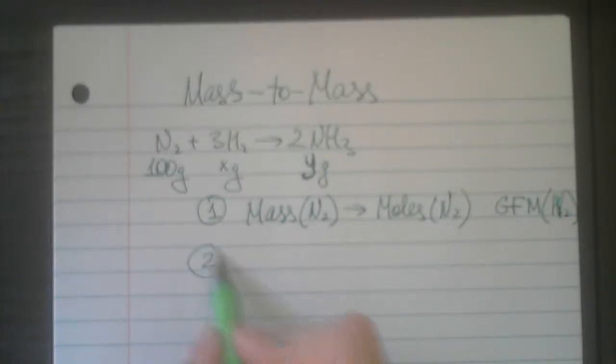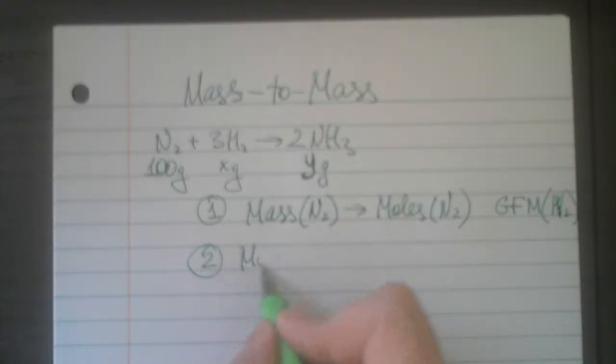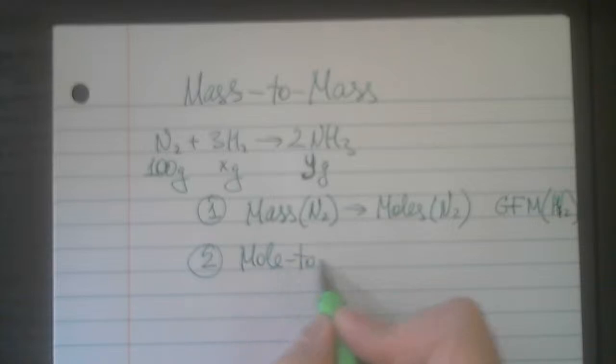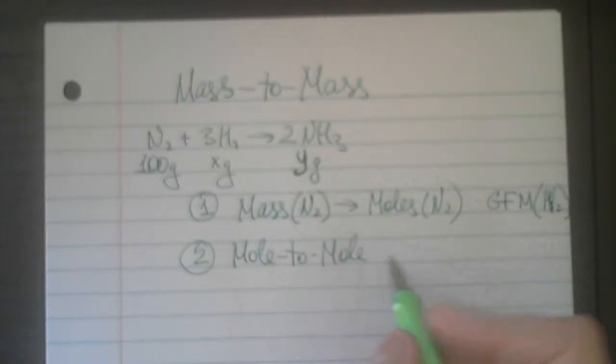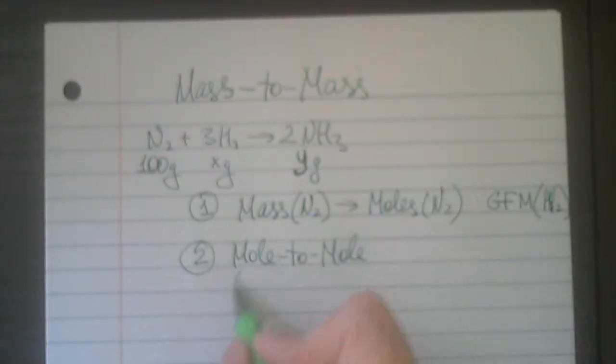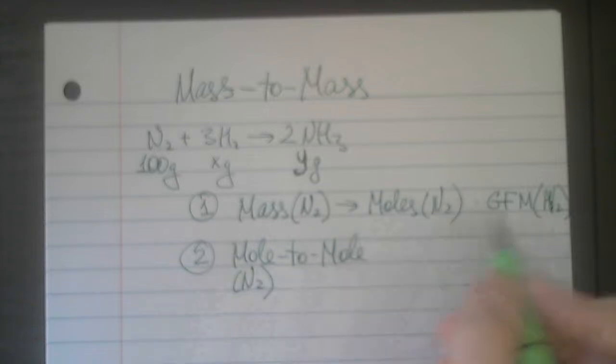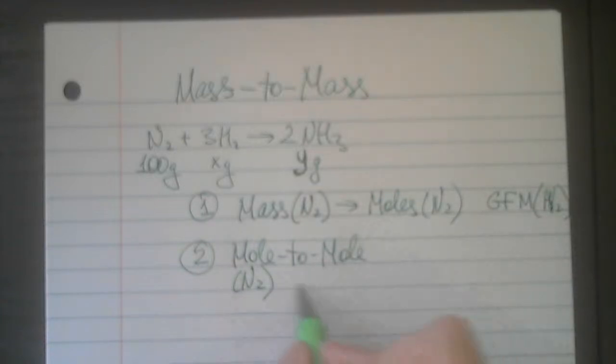Then step number 2 will involve coefficients. I will be doing mole to mole conversion that we just practiced a couple of minutes ago. I will be converting moles of nitrogen, which I just calculated in the first step, into the moles of hydrogen. Let's start with hydrogen first.